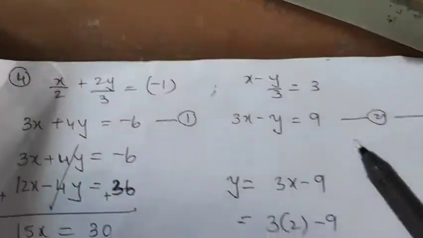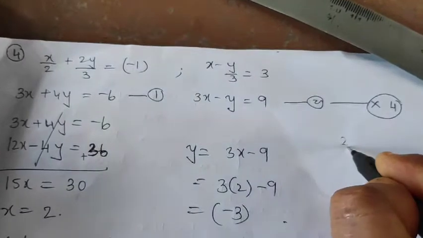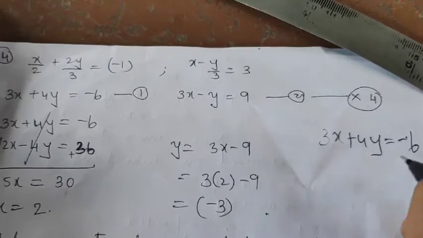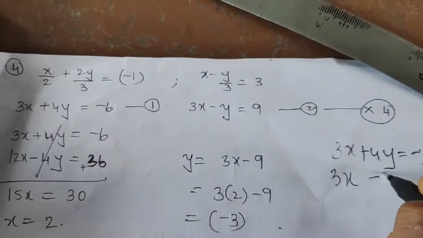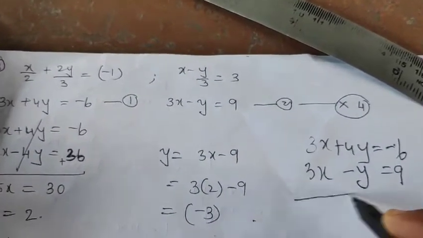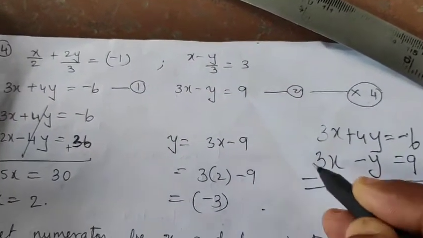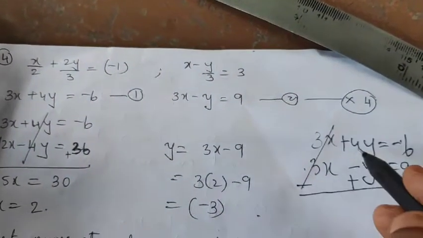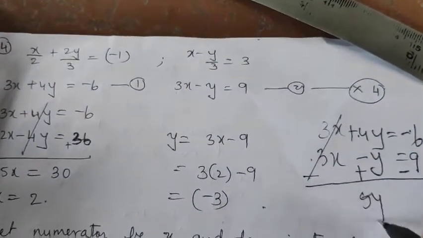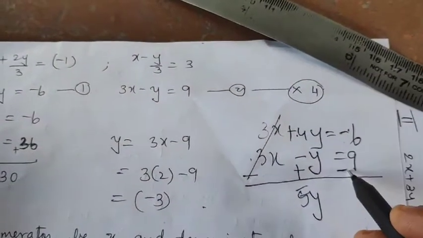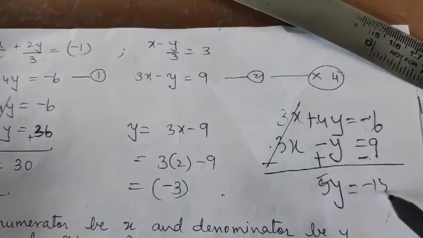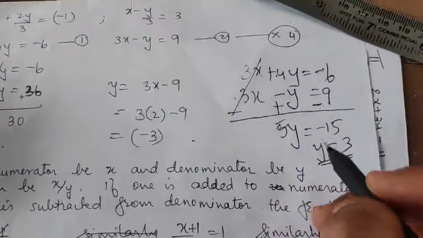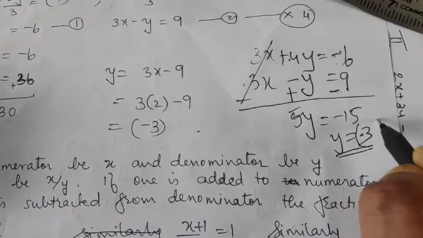Okay. If you don't want to do like that, I am just showing it over here. See, 3x plus 4y is equal to minus 6. 3x minus y is equal to 9. If you don't want to multiply, then you can just simply subtract. So plus becomes minus, minus becomes plus, like this. So this is cancelled off. 4 plus 1, 5y. Okay. 6 minus 9 is minus 15. So y is equal to minus 3 you will get. Not positive, it will be negative 3.